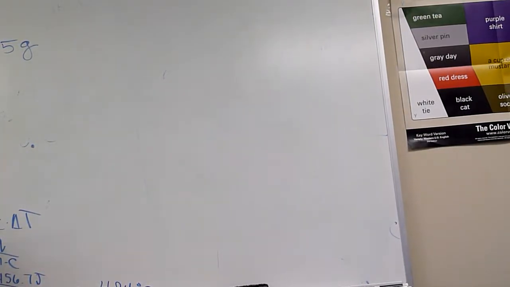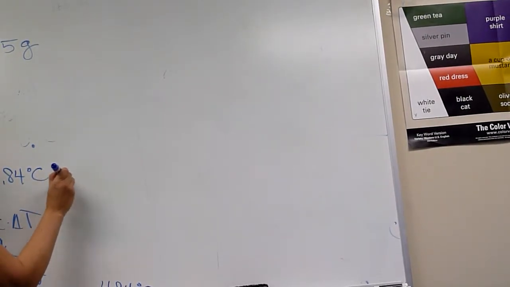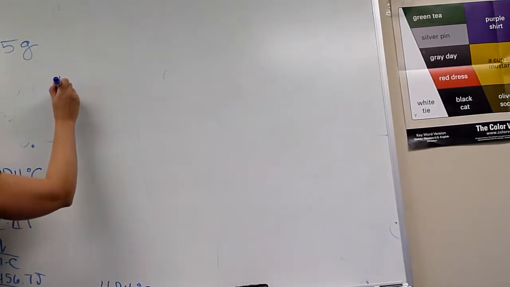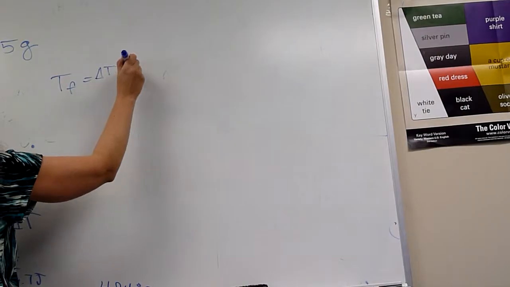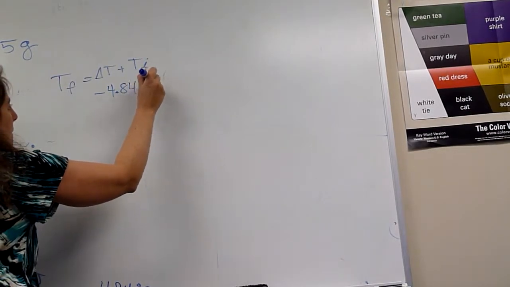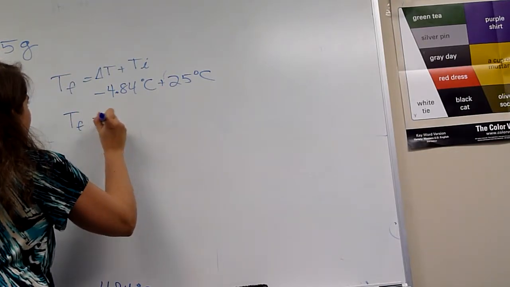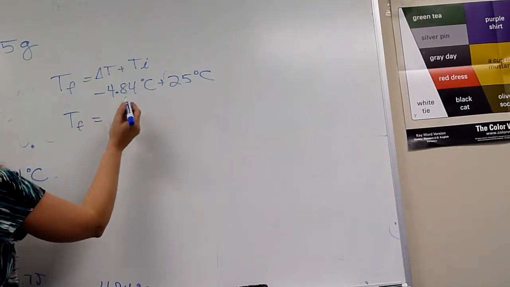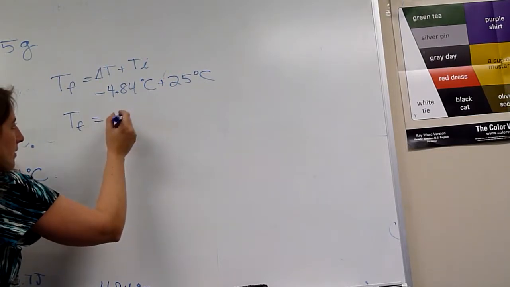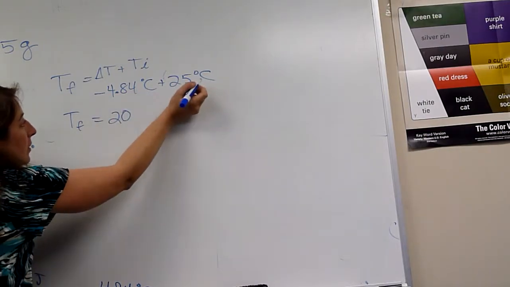Okay, so we've got a delta T. So then we take the equation delta T equals the final temperature minus the initial temperature and change that around. So the final temperature equals the delta T plus the initial temperature. So that's negative 4.84 plus 25 equals 20 degrees Celsius. Hopefully. Tell me again. Negative 4.84 plus 25. Okay. What's the actual answer? The actual answer is 20 degrees Celsius. 20, okay, because you have to round to the ones place.